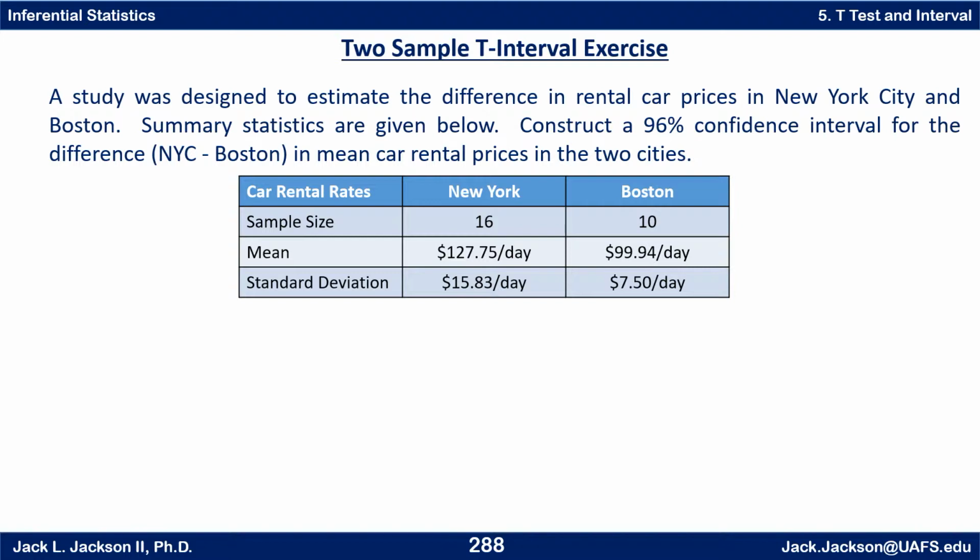So here we're given the two sample sizes, the two means, the standard deviations. It's two independent samples from two different cities, car rental rates in New York and Boston. Well, just as a quick glance, we see that the mean rate in New York is $127.75 a day. In Boston, it's 99.94. Looks like maybe New York might be bigger than Boston on average. It certainly is for the sample. What would be a confidence interval for how much bigger it is?